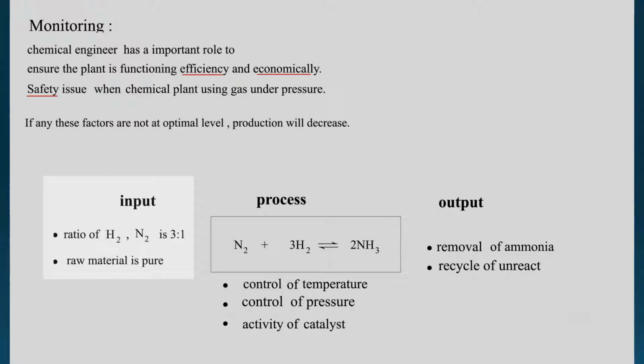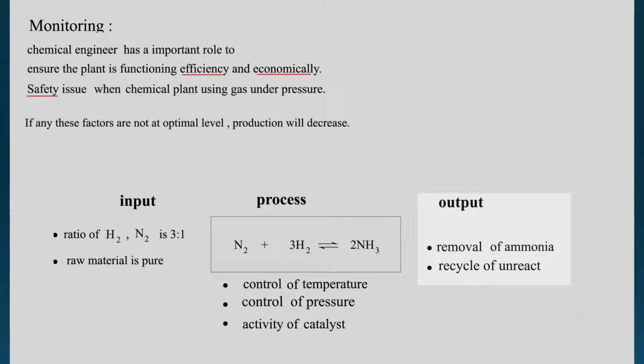Second, the material must be pure. You cannot let any other compound in, because at 500 degrees with catalyst, any other compound will have an unwanted reaction. If oxygen goes in, explosion. If carbon goes in, you will form a different product. Process. You have to control the temperature we mentioned, control the pressure we mentioned, and the catalyst.